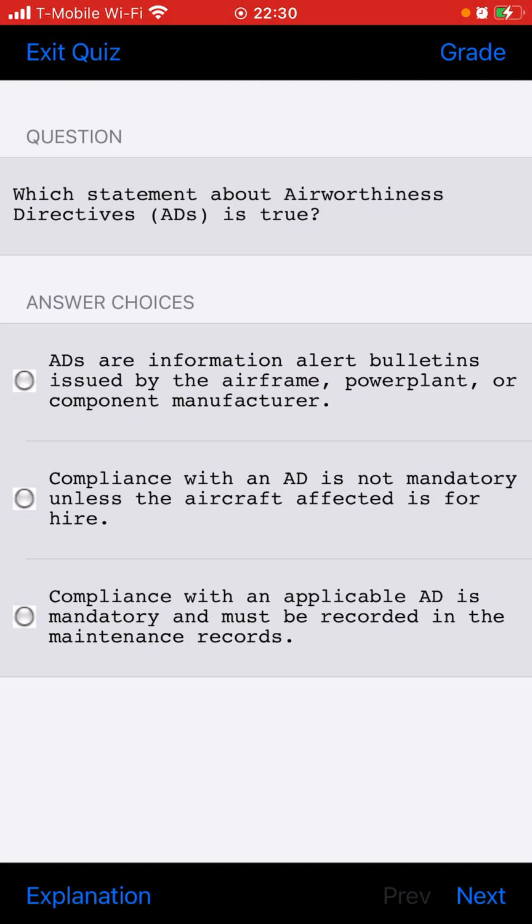Why should a pneumatic system be purged periodically? To remove contamination and moisture.